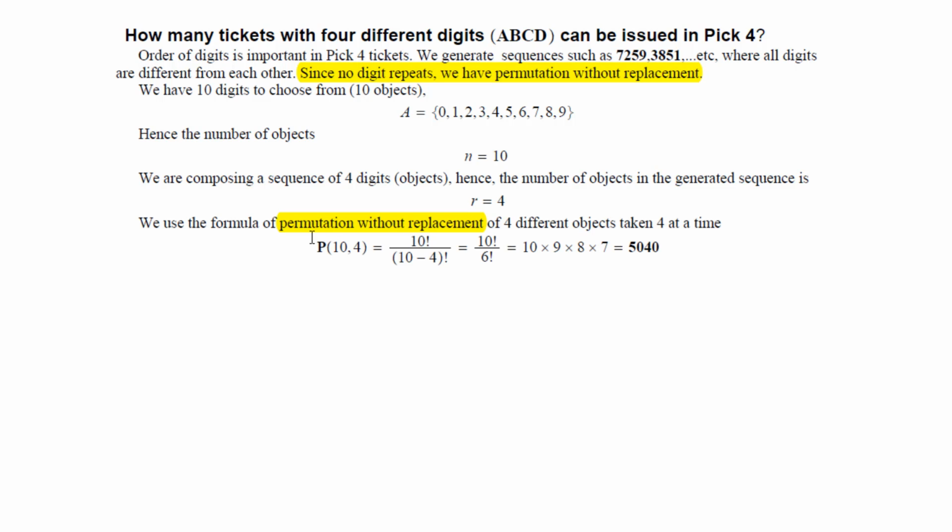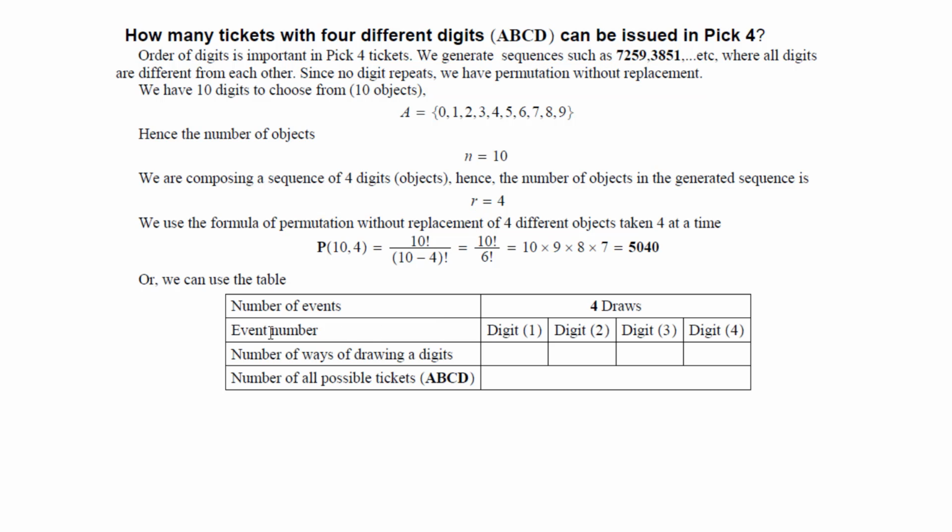We can apply the formula of permutation of 10 digits taken 4 at a time, which is 10 times 9 times 8 times 7, which is 5040. So 5040 tickets of this form can be issued by the corporation in Pick 4. Or we can use the table of permutation.